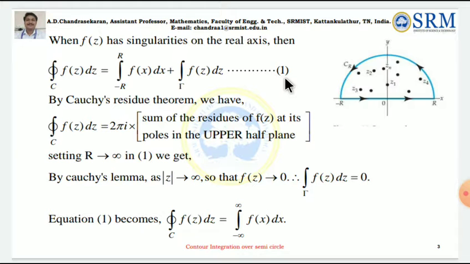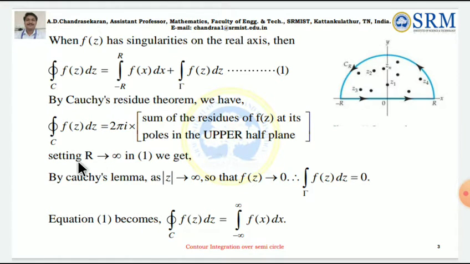But we already know the Cauchy residue theorem. With the help of the Cauchy residue theorem, we know the integral over C of f of z dz is nothing but 2 pi i times the sum of the residues of f of z at its poles in the upper half of the plane. See, upper half only. Don't consider the negative one. So positive poles only we consider. Right? This is called a semicircle, to the upper half only.